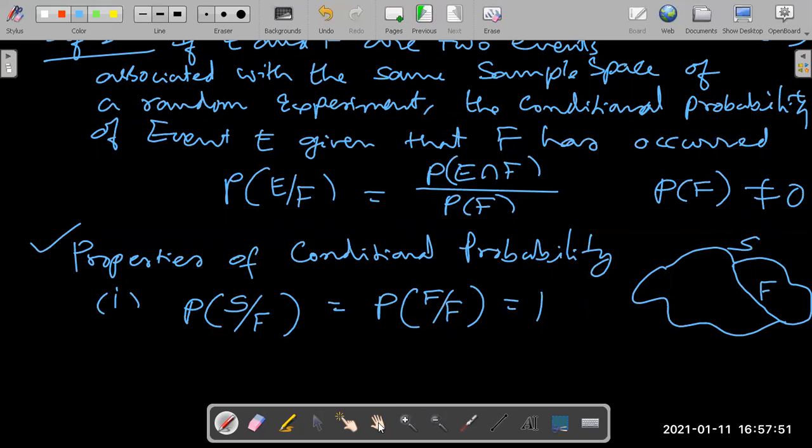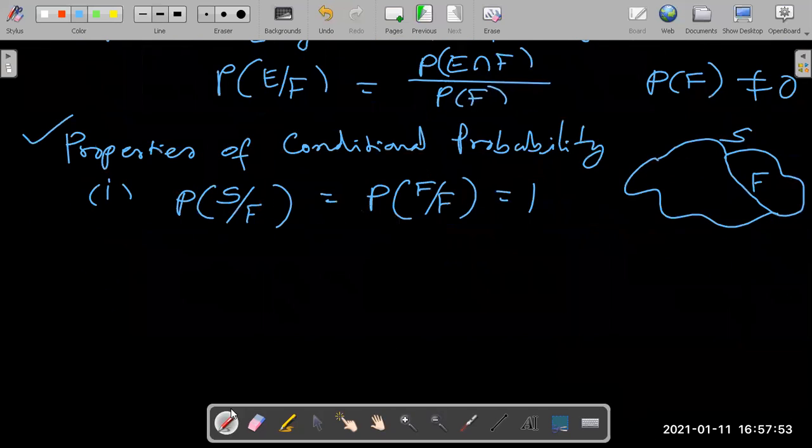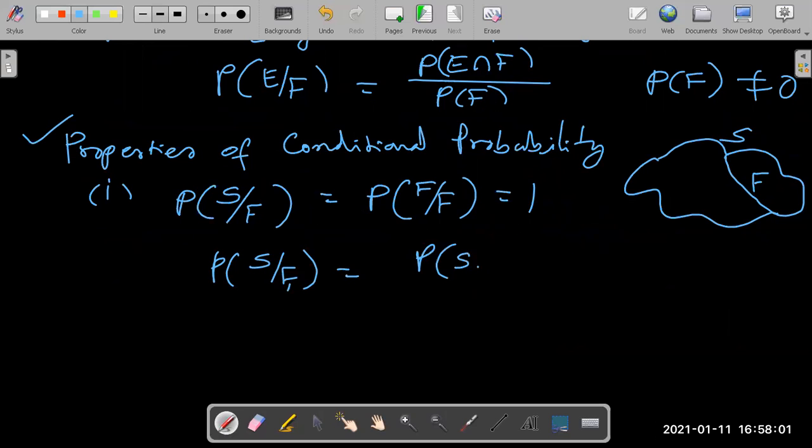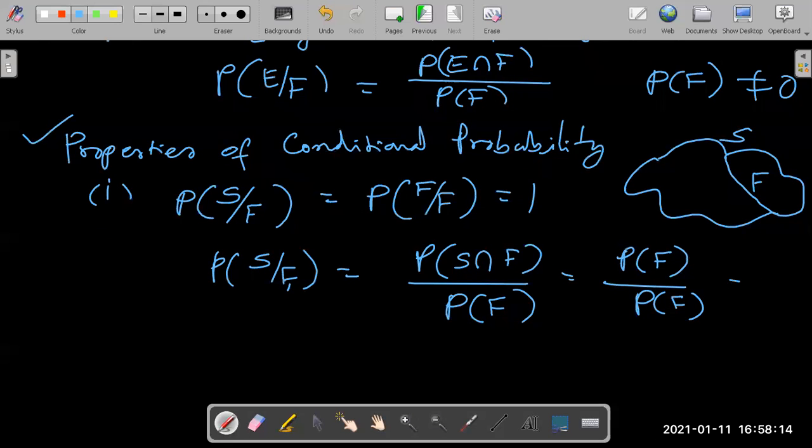So how do we prove that? In the proof, we take P(S|F) equal to probability of S intersection F divided by probability of F. Now you see what is common to both S and F. It is F only. That's why it is probability of F divided by probability of F, which is equal to 1. This is the proof.